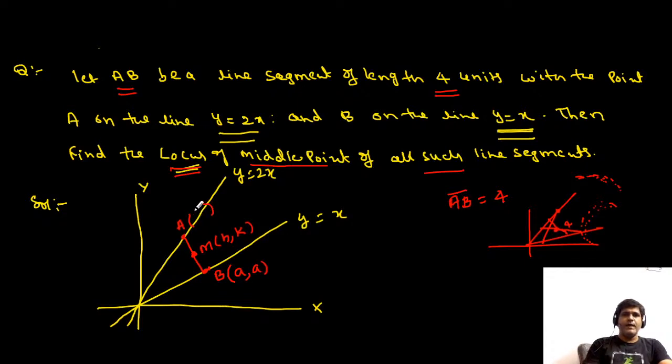You need not introduce another parameter here. Don't take x equal to b, with corresponding y equal to 2b, so that A is (b, 2b). Don't introduce another parameter, because unnecessary algebra becomes a tedious process. So try to introduce fewer parameters. With this one parameter only we can solve the problem. Now we can find A's coordinates with the help of the midpoint formula. So how do we find A's coordinates?